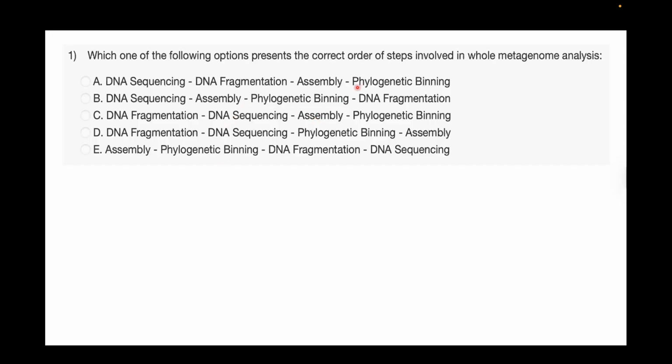The correct order of steps involved in whole metagenome analysis. The correct answer is option C. So first the DNA is fragmented, then the DNA is sequenced, and then comes assembly of those fragments into a whole genome with referencing, and then comes phylogenetic binning. Sorry Ashwini, you got confused between the last two steps. Fragmentation and sequencing is correct, but assembly happens first and then phylogenetic binning.